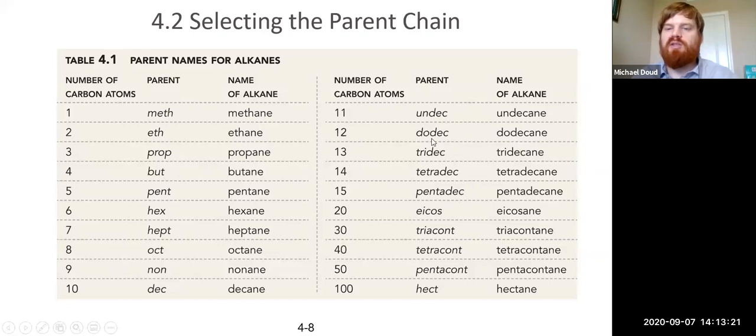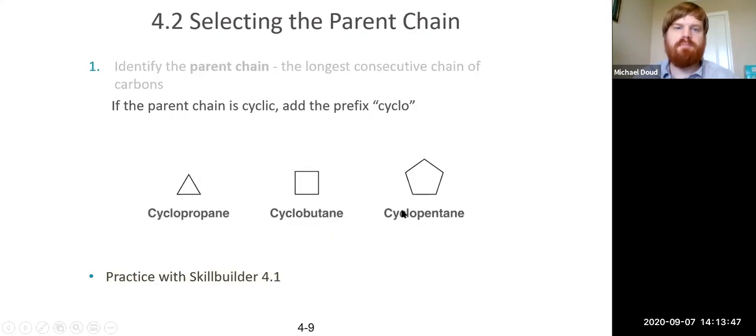It's very rare that you'll go beyond, for example, 15. But if you do have these possible combinations, icosane would be 20, triacontane would be 30, tetracontane would be 40, pentacontane 50, and 100 would be hectane. But again, just focus on the first 15 here and that'll do you good.